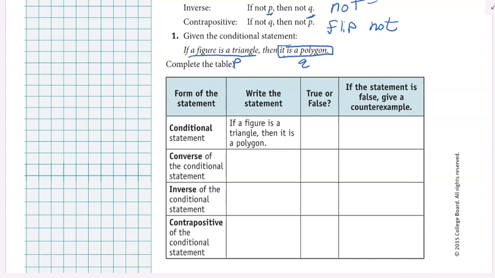So the first one: if a figure is a triangle, then it is a polygon. If a figure is a triangle, we meet the hypothesis. We think of triangles. Are they all polygons? Yes. So true or false? This one's true because there aren't any counterexamples. If we can think of one, then it would be false, and we can give our counterexample.